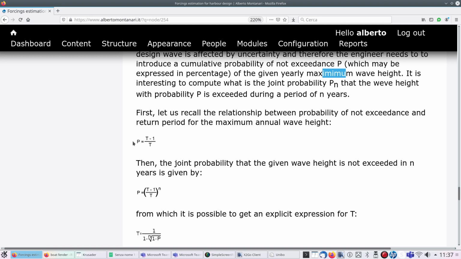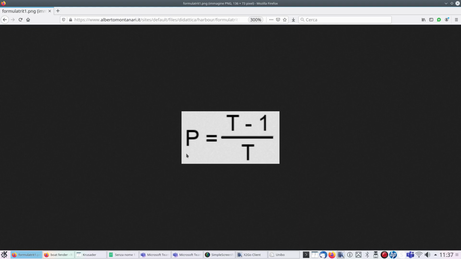Now, let me just start with the relationship between probability of not exceedance and return period for the max annual wave height, which can be expressed as you see here. P, I cannot select it, it's an image, but here it is. P is equal to T minus 1 divided by T. This relationship, please note, only applies to the case of one value per year, and the return period is expressed here in years. So, this example only applies to the case where our observations are one per year. In this case, it's the max wave height per year.